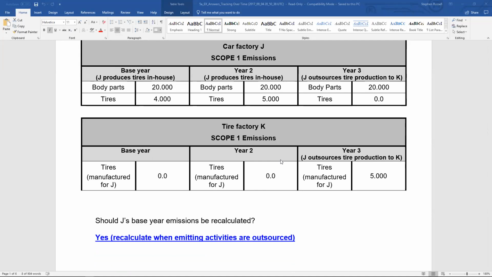There's one nuance here, though. If the reporting company instead decided to report the Scope 3 emissions from the outsourced activity, then there would be no need to recalculate the base year inventory because it's still reporting the emissions from that activity. Okay.